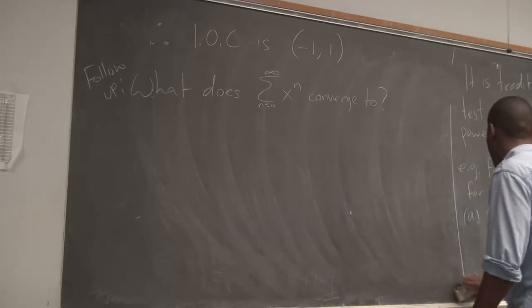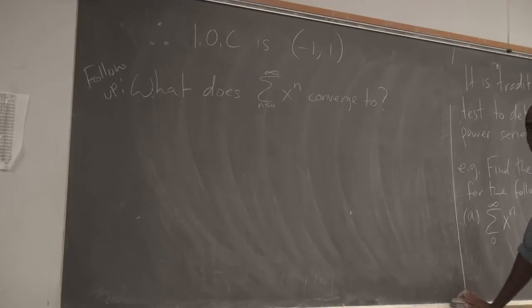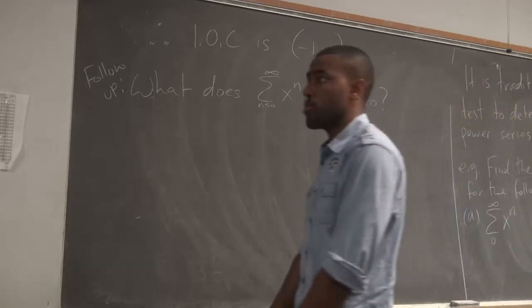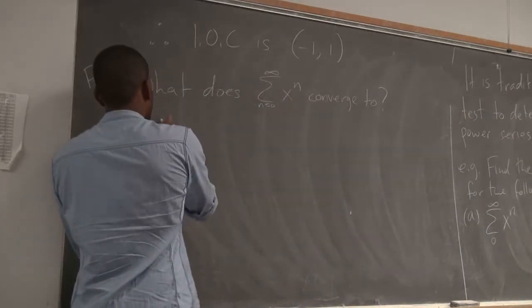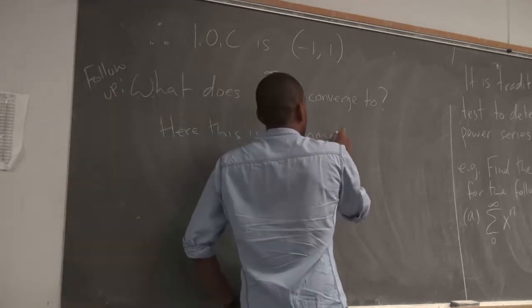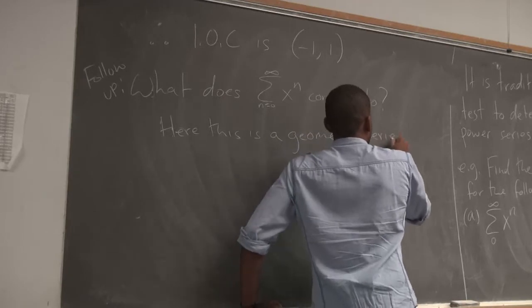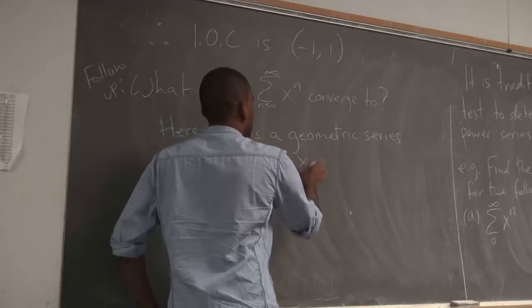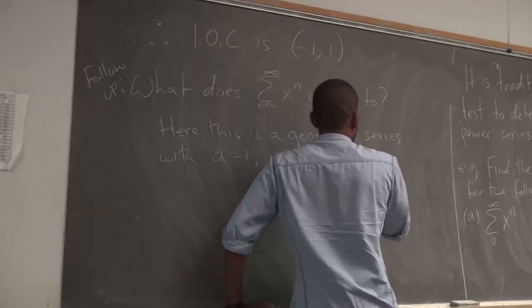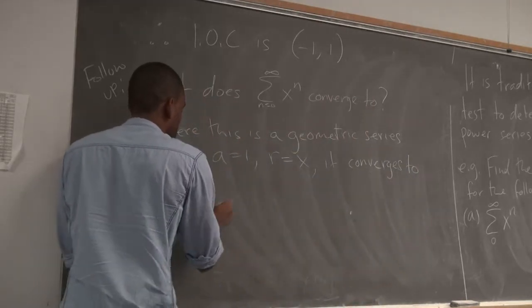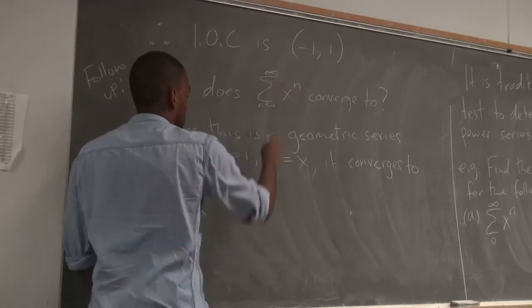That's why I gave you guys a big hint as far as that's concerned. Oh, yeah. It would be 1 over 1 minus x, right? 1 over 1 minus x by the geometric series formula. Here, this is a geometric series with a equals 1, and r equals x, it converges to 1 over 1 minus x for x in that interval.